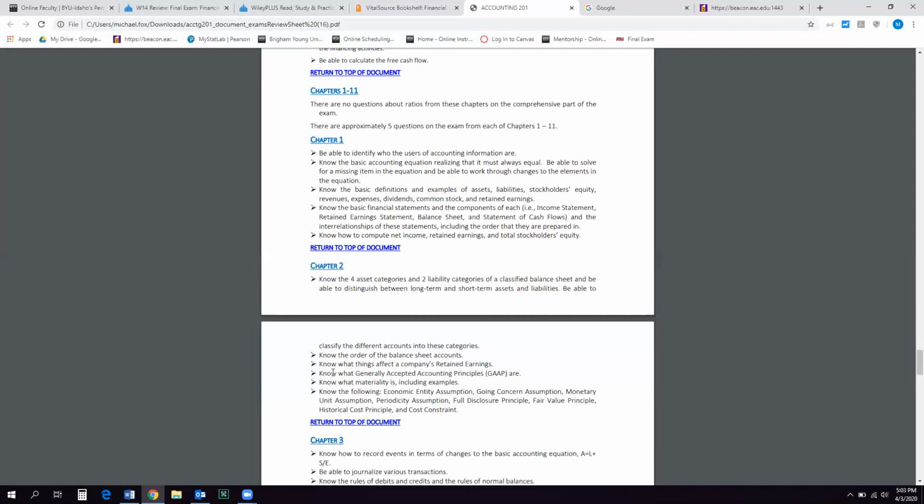And then finally, know the following: economic entity assumption, going concern assumption, monetary unit assumption, periodicity assumption, full disclosure principle, and so on. So all those terms, I would tell you just to look in the chapter. I don't think we need to spend a lot of time. Those are just terms you can look up there in chapter 2.